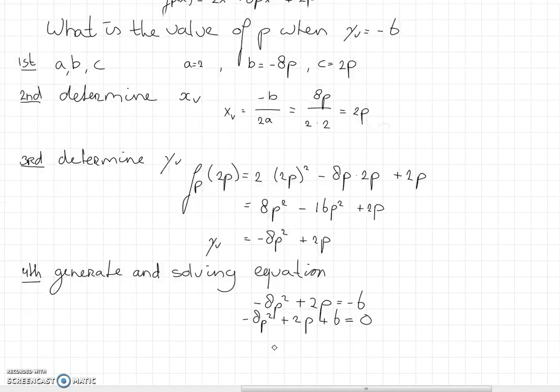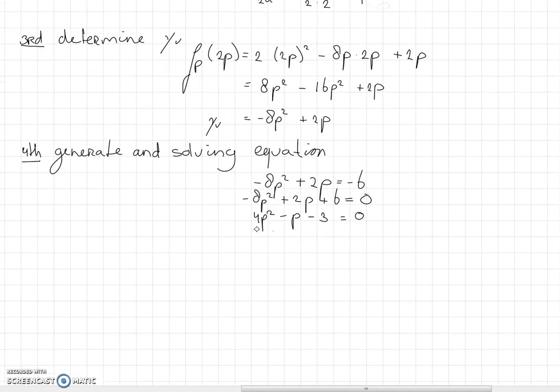Divide both sides by 2. Well, 0 divided by 2 doesn't change much, but this one becomes −4p² + p + 3, and then multiplying by −1, or in one step dividing by −2, gives 4p² − p − 3 = 0. We make a little more room. This is something we cannot solve by using product-sum because this coefficient is higher than this coefficient.